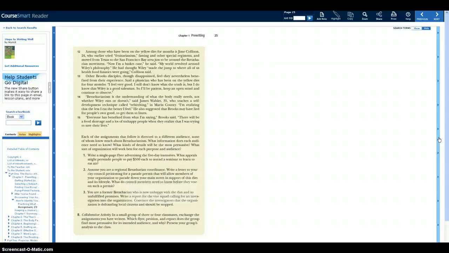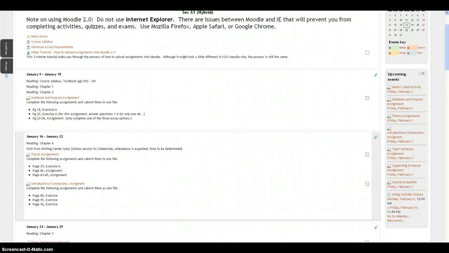If you're writing to a city council, what kinds of things would a city council be most concerned about if you were to have a parade? And if you're writing to a police department asking them to investigate a company, what kinds of questions would a police department have? And what would you need? What kinds of evidence would you need to give them to convince them to start investigating this company? So those 3 assignments, if you put those all in one file, that's the audience and purpose assignment.